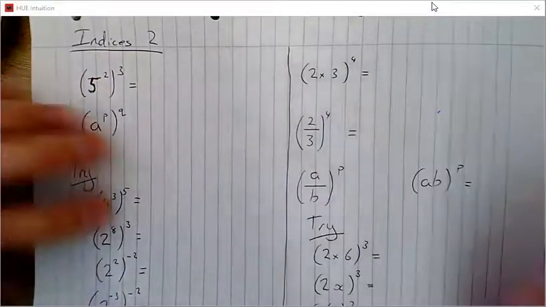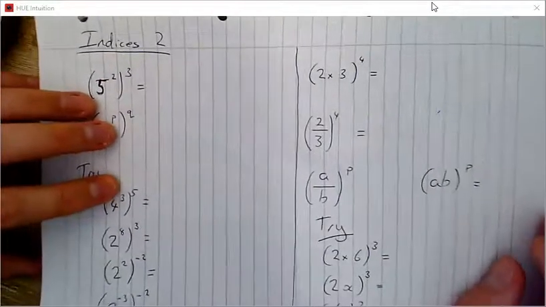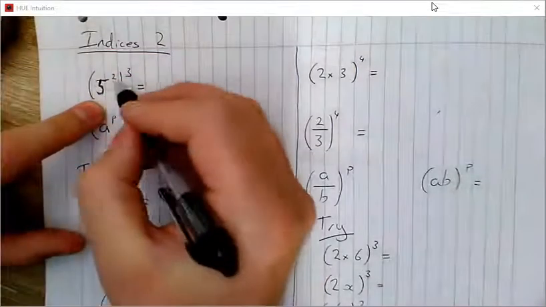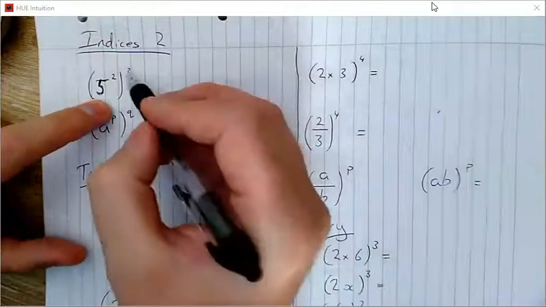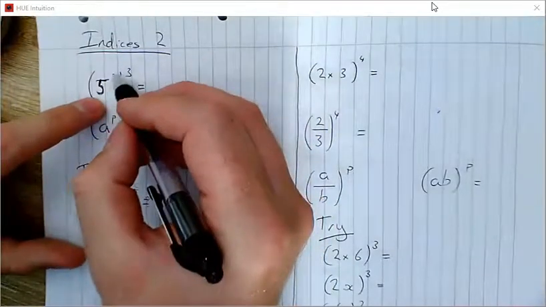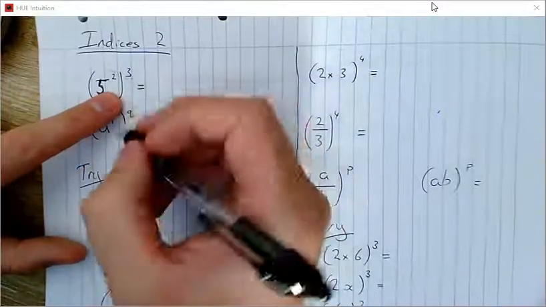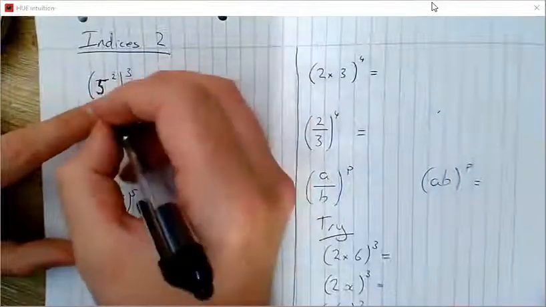Hi everyone, just a follow up there on indices, some more rules for you. If you were given something like this, 5 squared to the power of 3, so that's a number that's already in index form to the power of another number, or power to a power. Well, what do you do there?